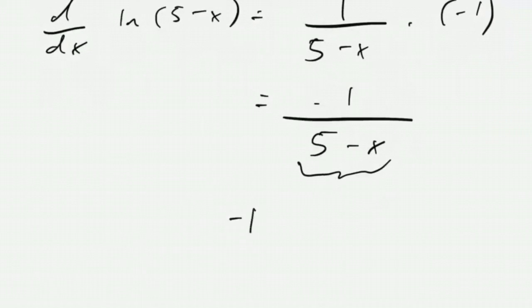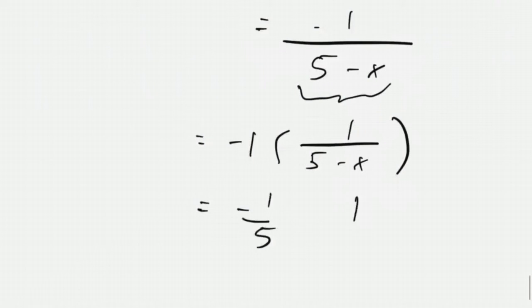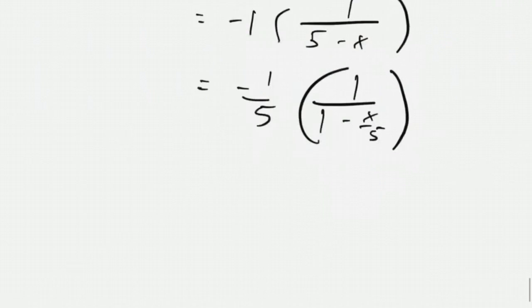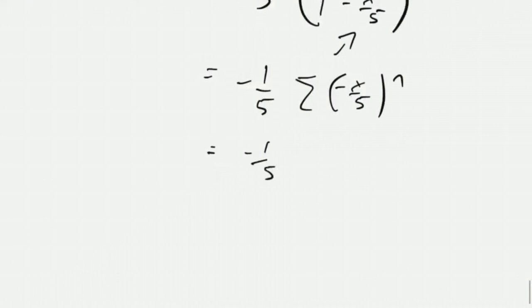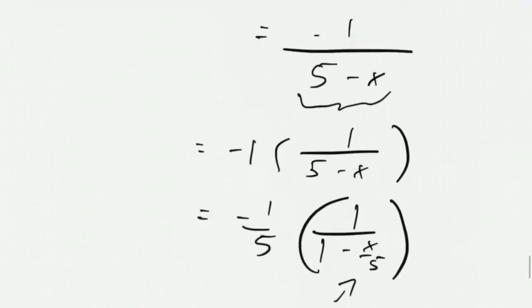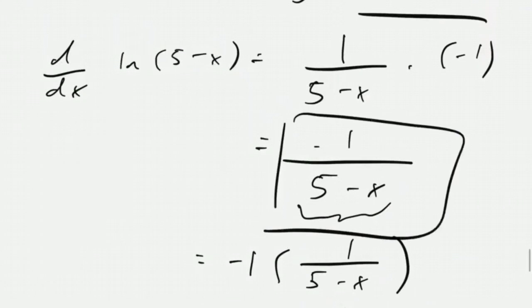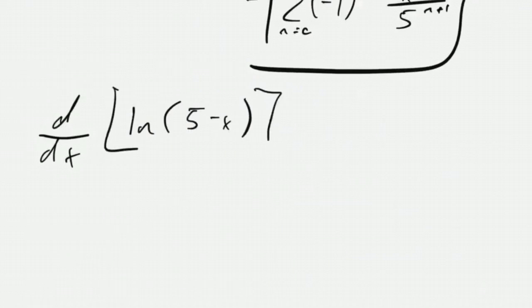I differentiate the left side and I get this thing. Can I find a power series for that? Yeah. Let's see, I can find a power series for this piece, and I get this thing. All right, so this is the power series for this guy. Let's summarize what we know: d/dx of ln of 5 minus x equals this guy.